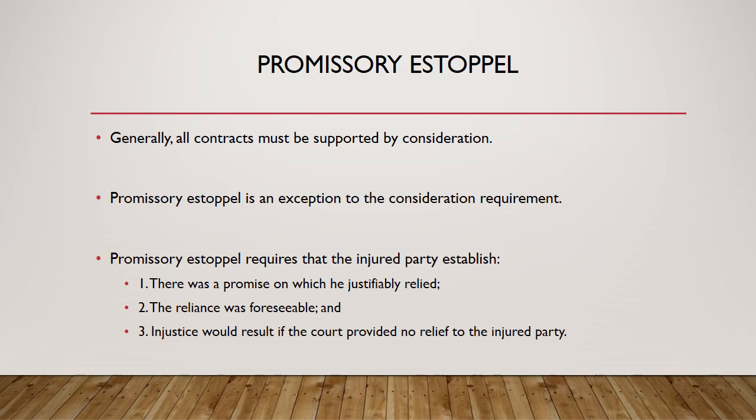So the reliance was foreseeable. It's foreseeable that if you tell someone, I'll pay you this to paint the home, they'll paint the home for the money. And injustice would result if the court didn't provide relief to the injured party. In this scenario, there would be injustice, arguably, because the painter has relied upon it and gone out of pocket and bought a few hundred dollars' worth of paint, and a hundred dollars' worth of paintbrushes and rags and a ladder, and has committed to pay his workers.